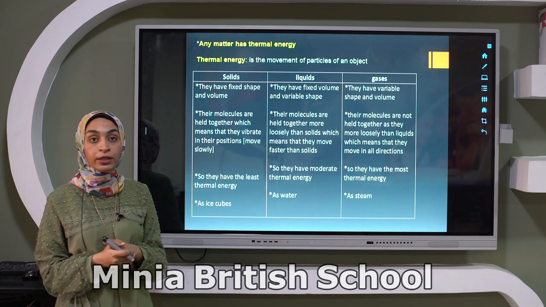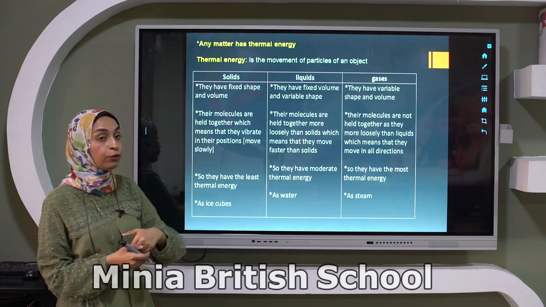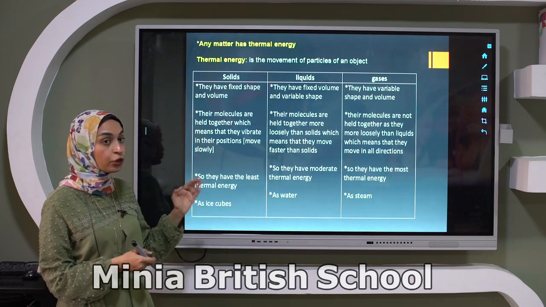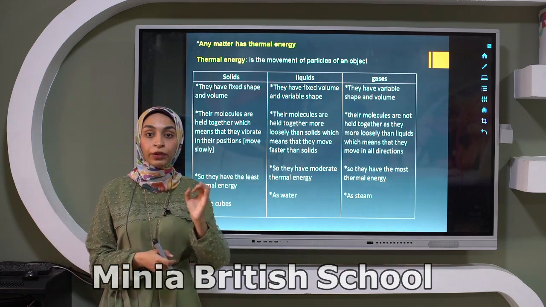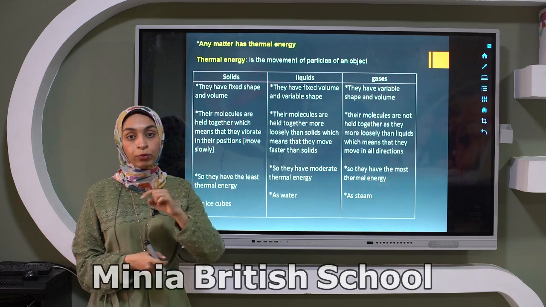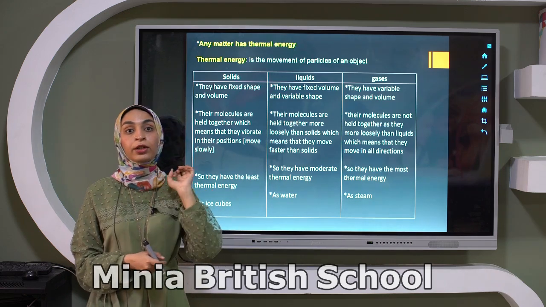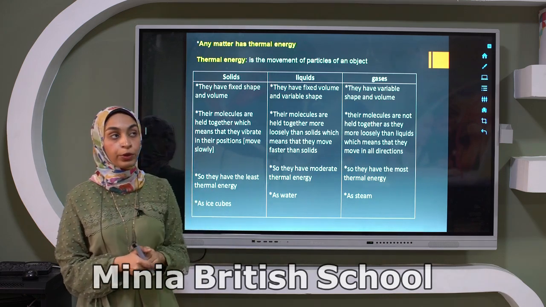Any solid substance that has fixed shape and volume has the least thermal energy and also moves a little bit, or we can say they move around their positions, or we can use the verb vibrate.